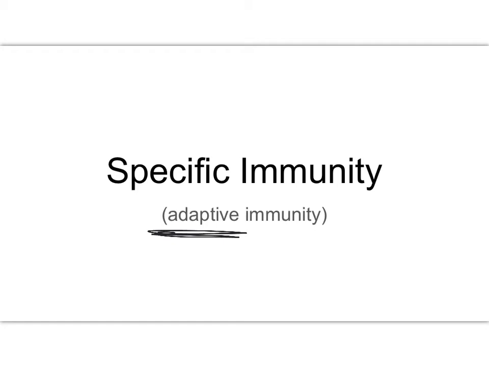Again, it is highly specific in its response, in that it's only responding to one particular kind of pathogen. But it is able to adapt, it's able to change, and it's also able to remember what it has learned, which is key for having a quick response if you're exposed again. So we'll talk about all of this in more detail.